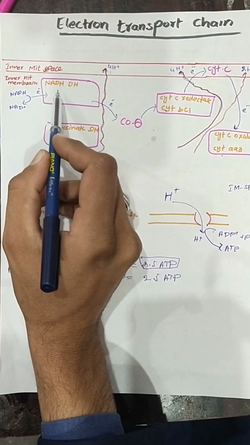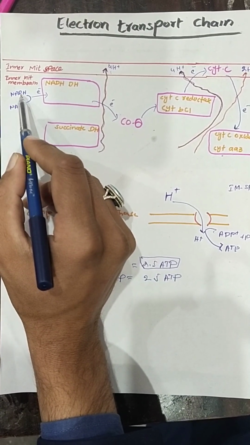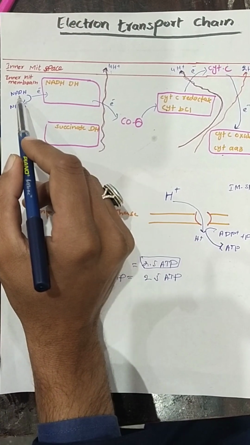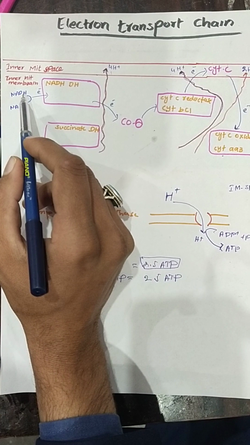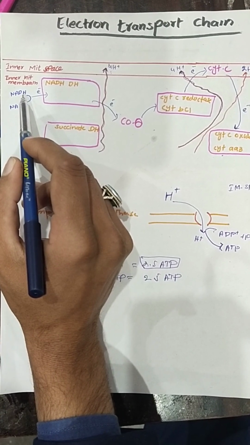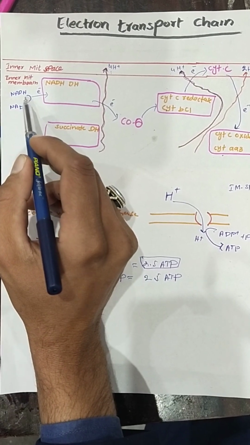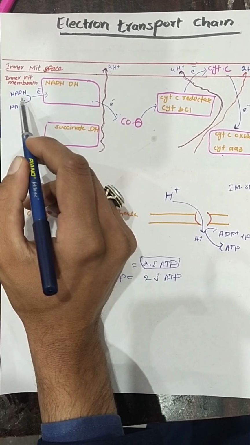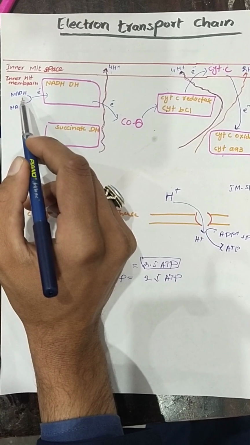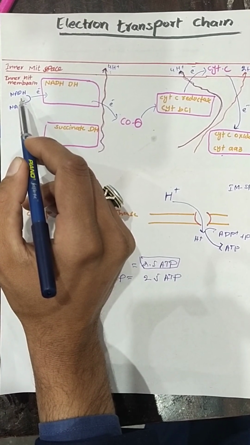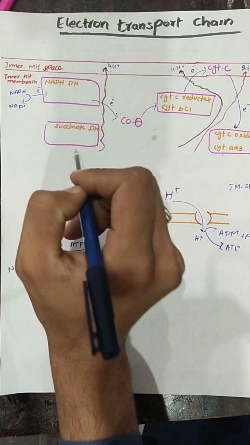Complex 1, NADH dehydrogenase, gets electrons from NADH. We get this NADH from many reactions: in the TCA cycle, in glycolysis, in the degradation of fatty acids. Many other reactions in our body give NADH. We have already studied that NADH gives 2.5 ATP, and some books say 3 ATP. How this gives 2.5 or 3 ATP, we are going to study in this lecture.